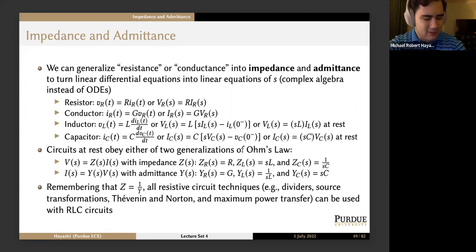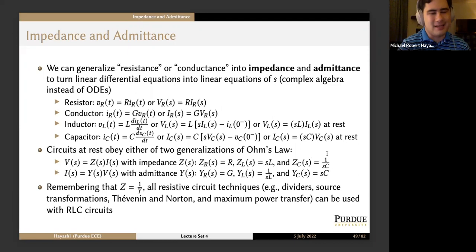So we can generalize impedance and admittance for all elements, even the ones we didn't do directly, because they're inverses of each other, remembering Z is equal to 1 over Y. So we always get V of S is equal to Z of S times I of S, where for a resistor, Z of R is just R. Z sub L is just S times L. And Z sub C is just 1 over SC. So this is the common way of dealing with it.